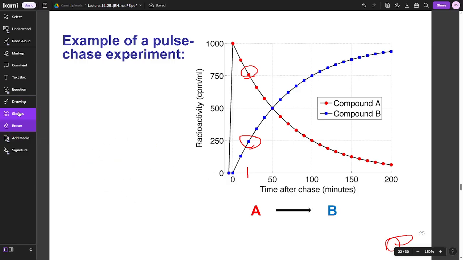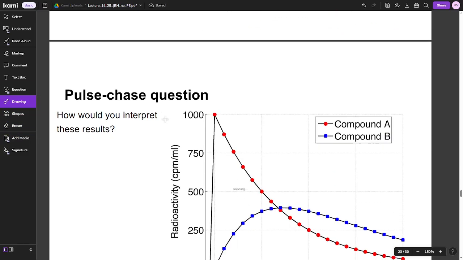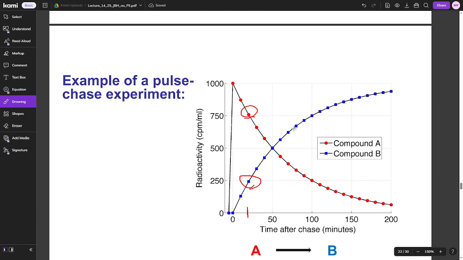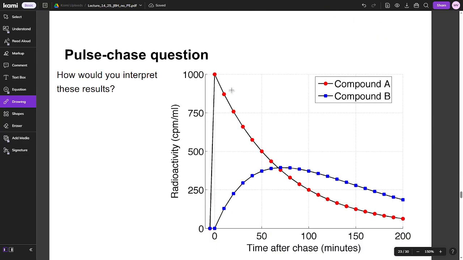So, if you look at this, how would you interpret these results? This is obviously very different from this. Compound A is decreasing, and compound B is also increasing at the same rate. So you might be thinking, oh yeah, it's just going to be A to B and that's it.